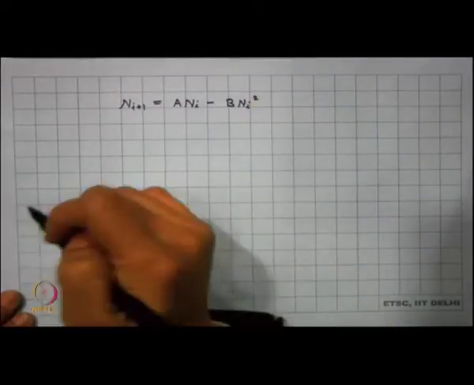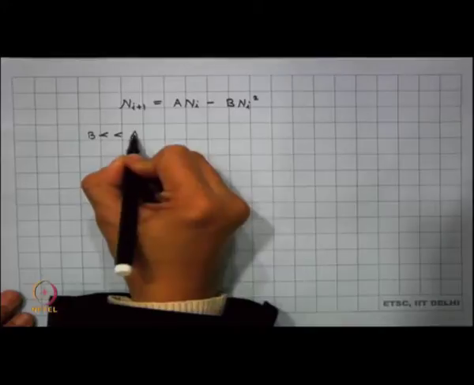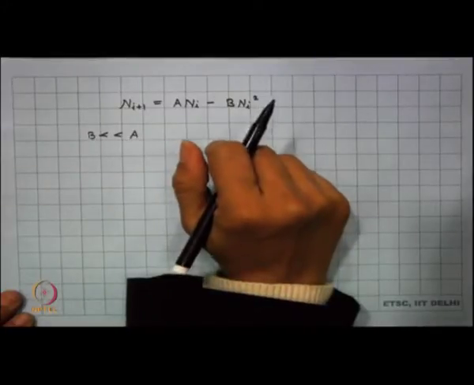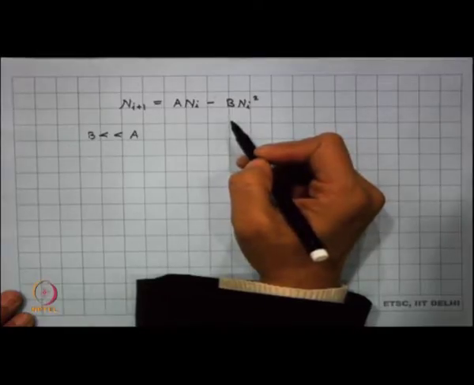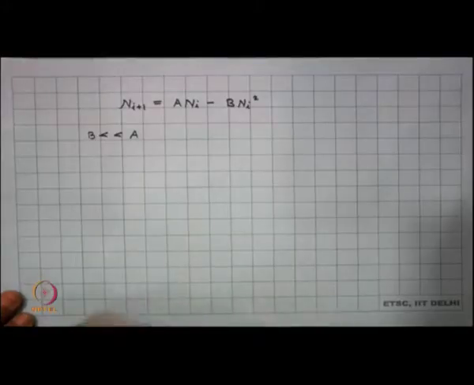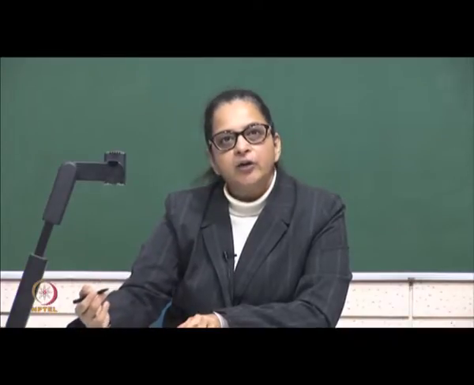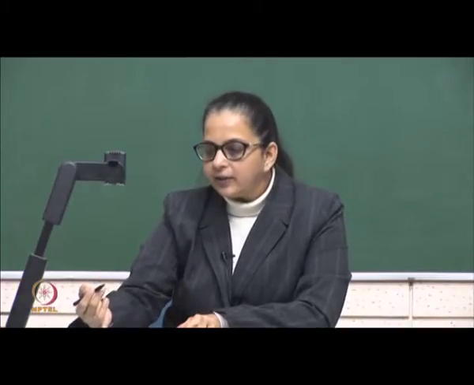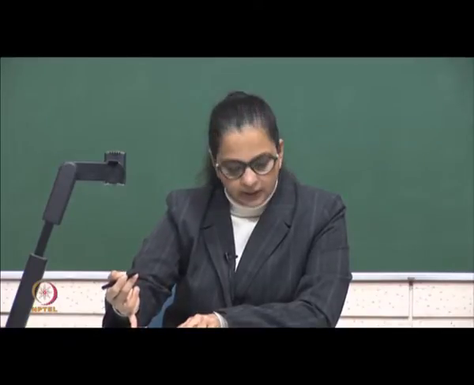Now, if you look into this model, if my B is very much less than A, then as long as my Ni is very small, the second term is not going to make any difference. But if Ni becomes sufficiently large, Ni square dominates, and then that plays into the population in the corresponding year.